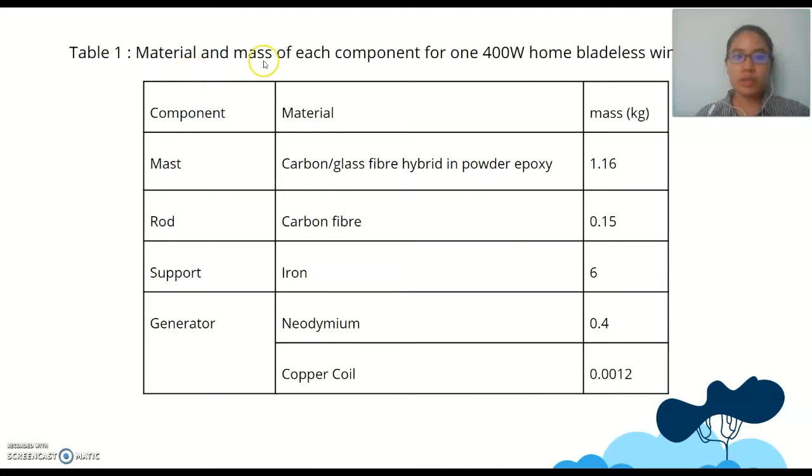Here we show the material and mass of each component for one 400 watt home bladeless wind turbine. The generator magnet that we use is neodymium, and the coil is a copper coil.